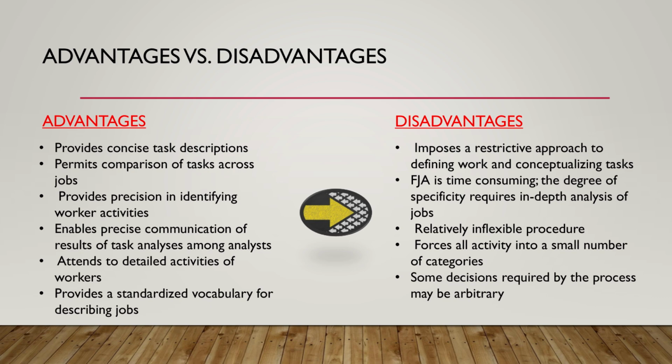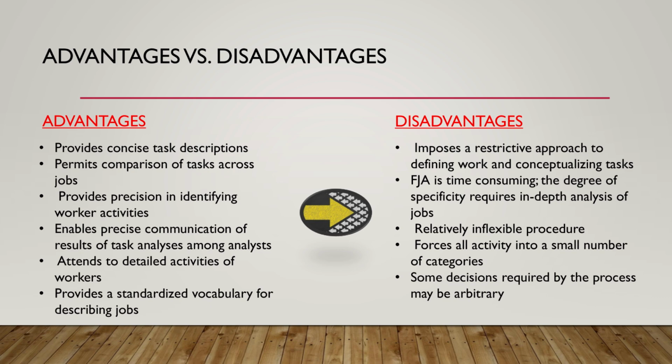One significant limitation is its restrictive approach to defining work and conceptualizing tasks. This rigid framework may not adequately capture the full range of job responsibilities and may overlook nuanced aspects of the task. Additionally, conducting the FJA can be time-consuming due to the level of detail and specificity required in analyzing job activities. This thorough analysis demands extensive observation and documentation of worker activities, contributing to the lengthy nature of the process. Another drawback is the relatively inflexible procedure of an FJA.